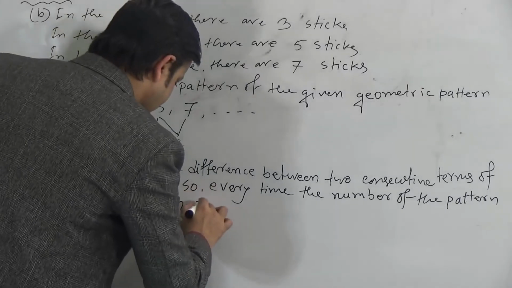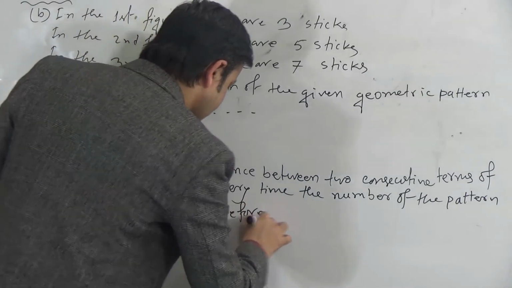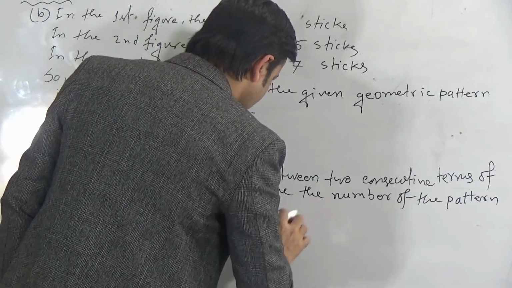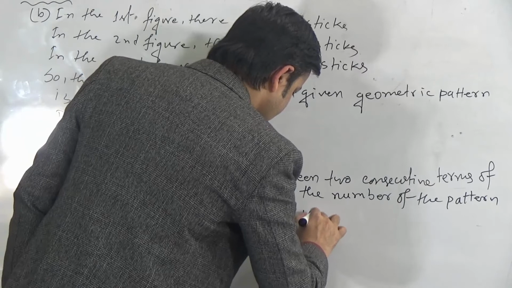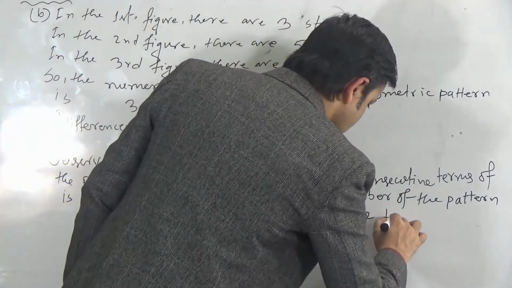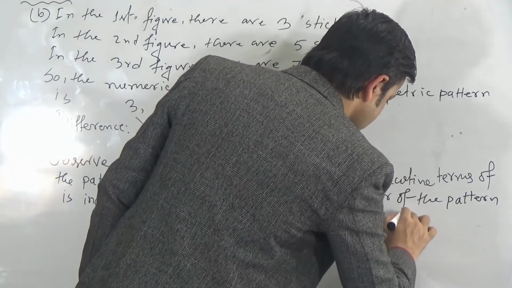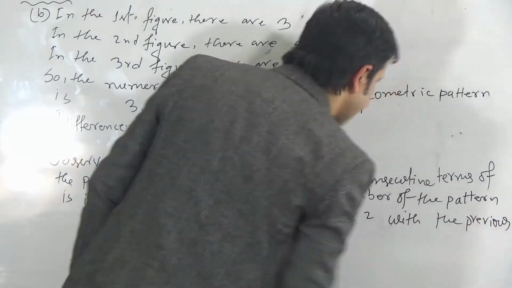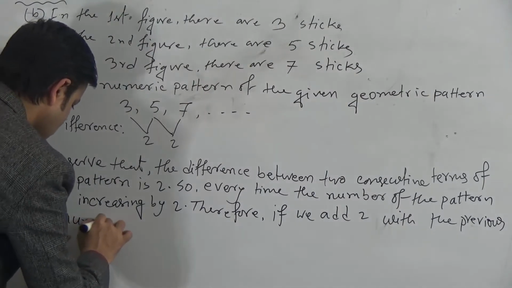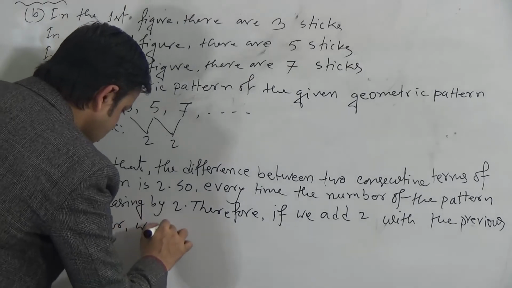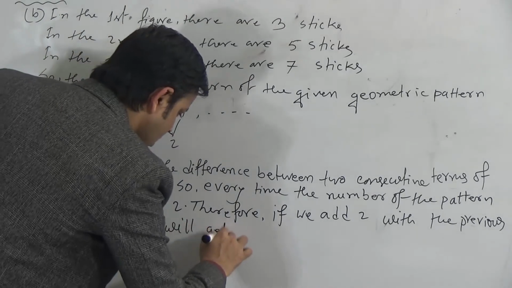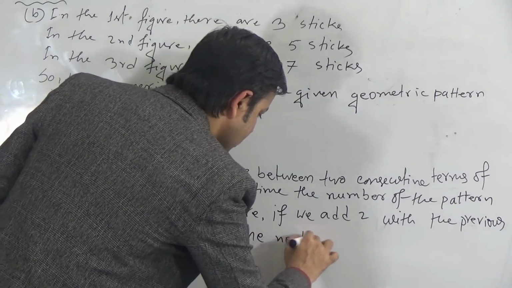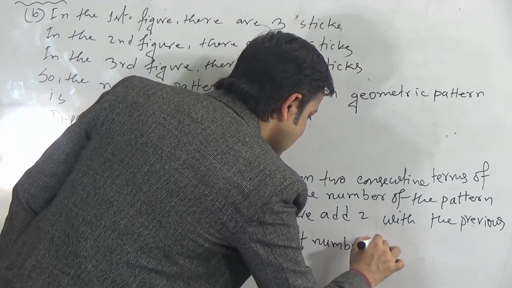So we can say, therefore, if we add 2 with the previous number, we will get the next number in the pattern.